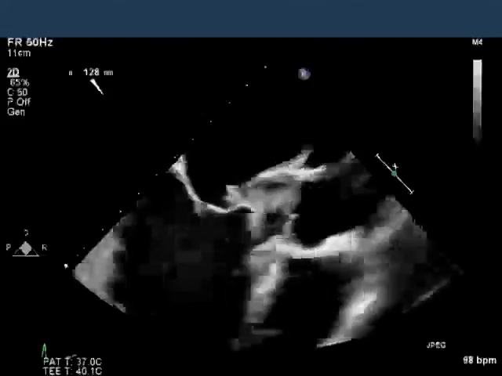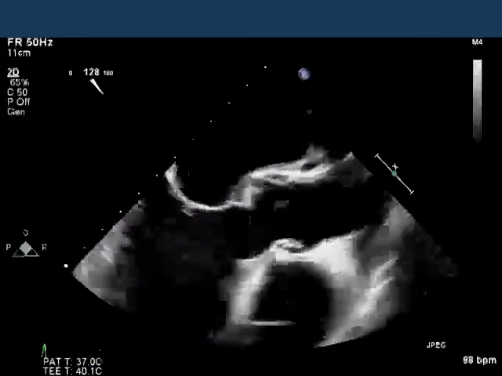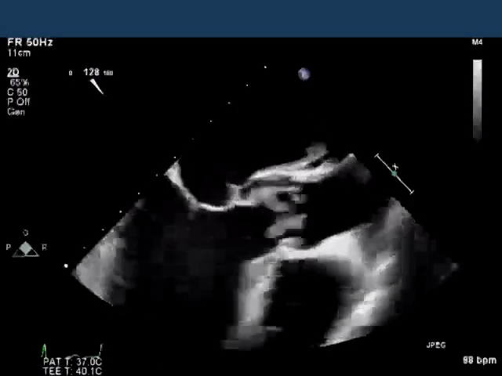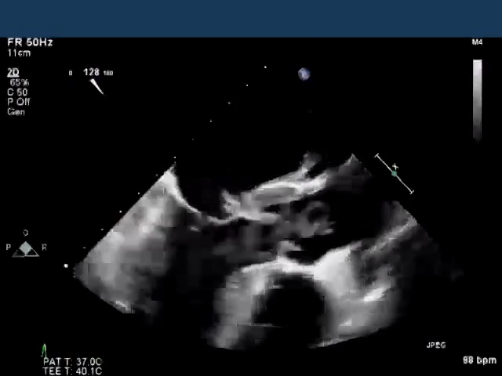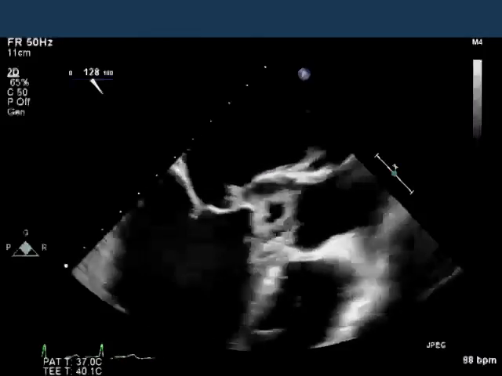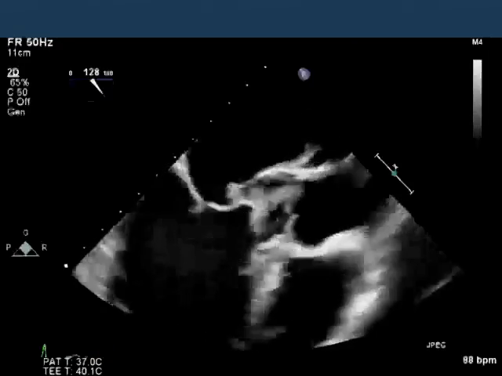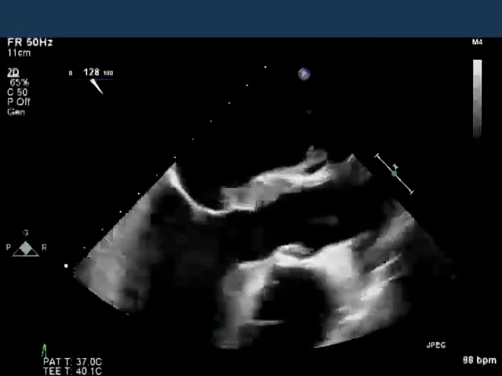If you look at the next slide, you can see that this is the mid-esophageal view at 128 degrees. The left atrium is now on the top, for those of you who are not used to seeing transesophageal echocardiograms. LV on the bottom, the mitral valve in between the LA and the LV, and the aortic valve is the ugly thing that looks like it's infected because it is.